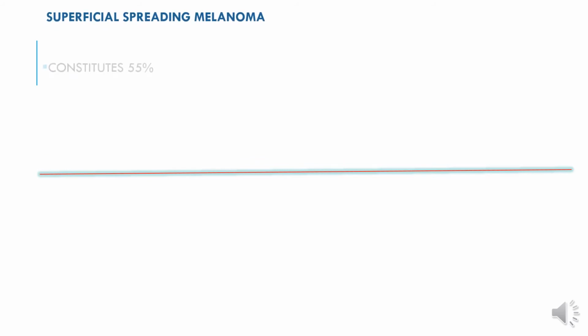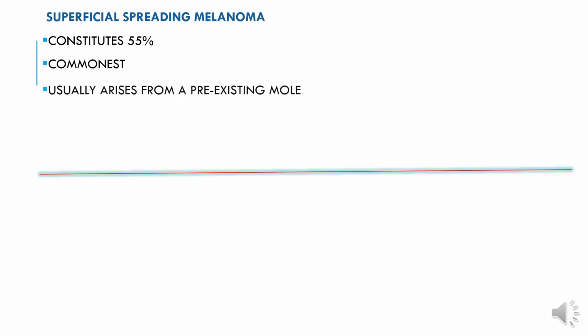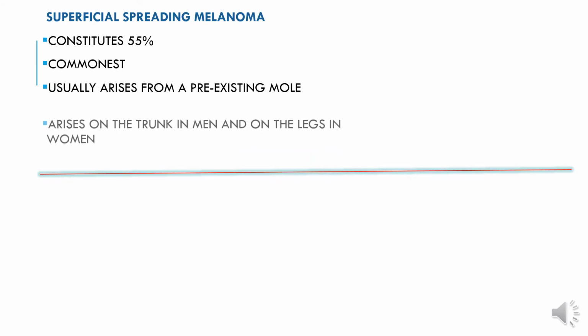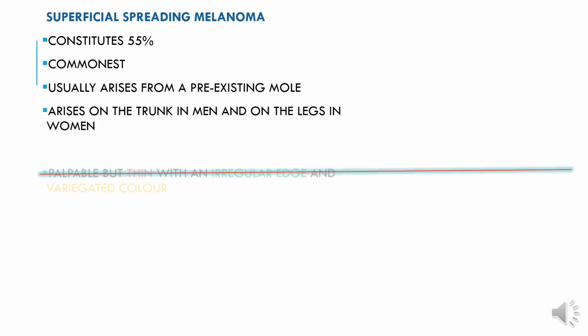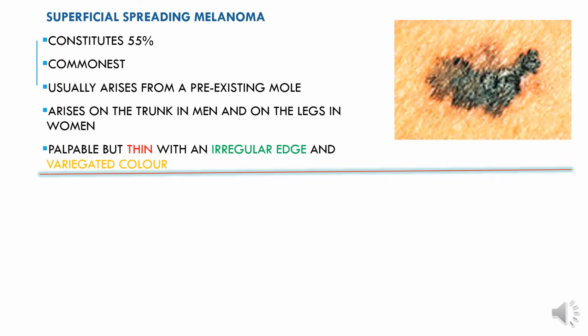We'll talk about different types of malignant melanoma in detail now. Superficial spreading melanoma is the commonest, accounting for 55% of cases. Usually arises from a pre-existing mole, arises on the trunk in men and on the legs in women. It's palpable but thin with an irregular edge and variegated color.